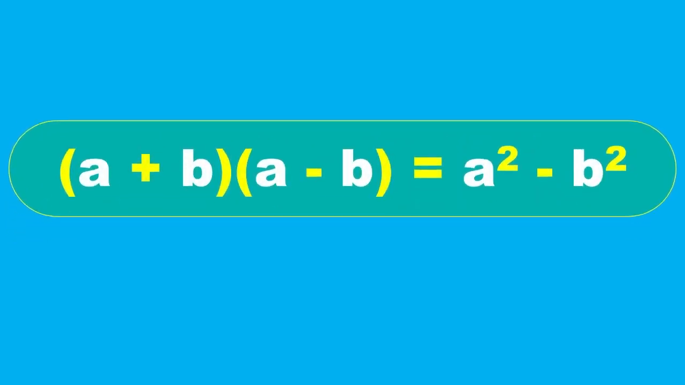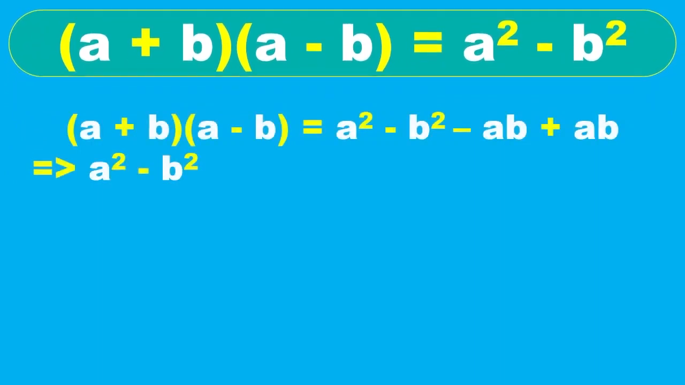First, we look at the first one, and again we have to multiply (a plus b) and (a minus b) using the distributive property, which gives us a square minus ab plus ab minus b square, and these ab terms will cancel out, resulting in only a square minus b square.